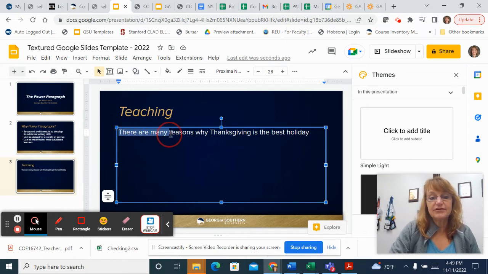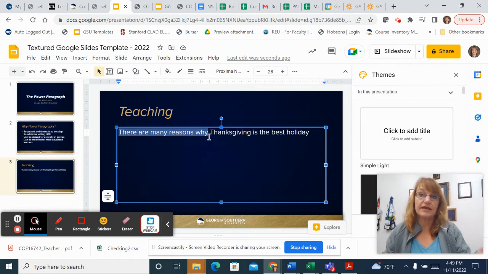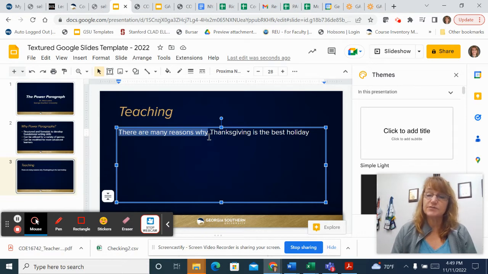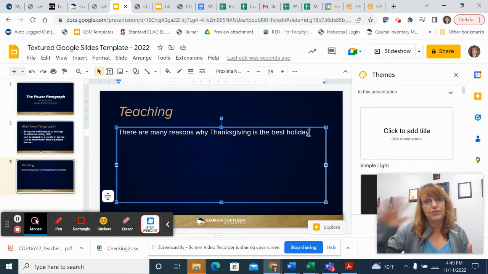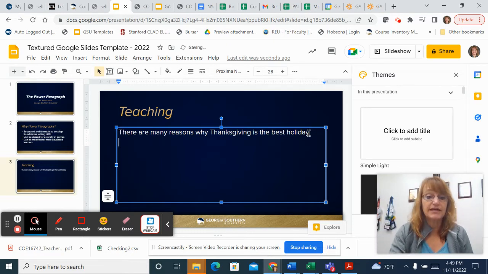This phrase, there are many reasons why, is a really great way to start students who are having difficulties coming up with the claim. So when I'm first teaching this, particularly if I'm working with students who are learning English as an additional language, I will give them that sentence stem to start. And then they just have to come up with their claim. Then the next piece when you're teaching it is to come up with the reasons. Don't worry about the details yet.